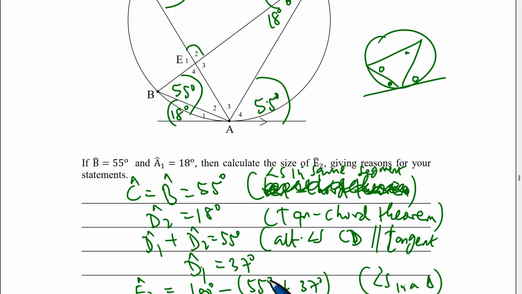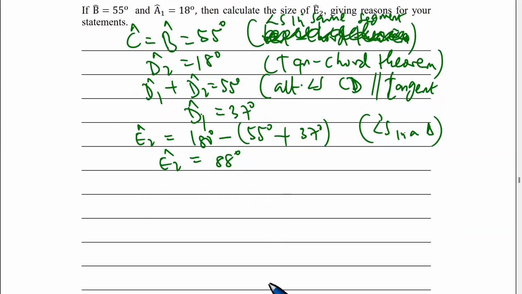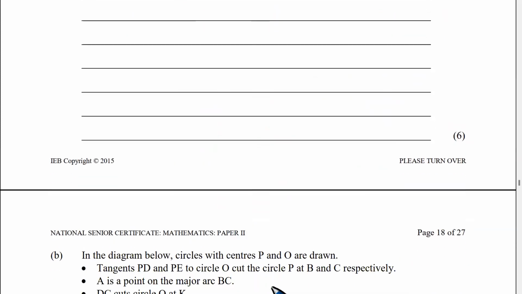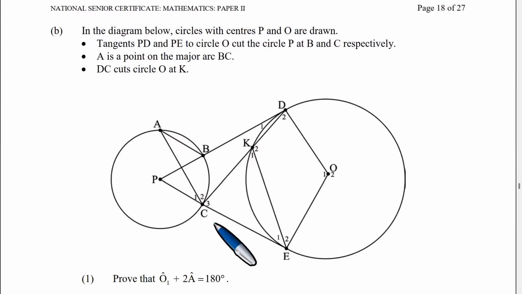All right, next thing, we're going to look more at other problems that are of great interest. Angle B. In the diagram below, circles with centers P and Q, P and O are drawn. Tangents PD and PE to circle O cut the circle P at B and C respectively. A is a point on the major arc BC, and DC cuts circle O at K. So let's answer some questions that follow.